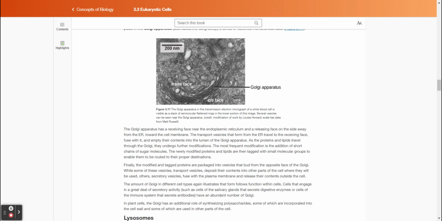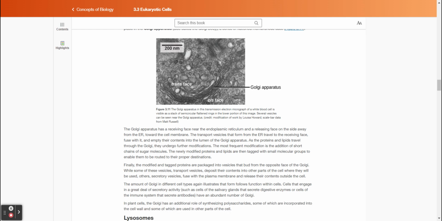As the proteins and lipids travel through the Golgi, they undergo further modifications. The most frequent modification is the addition of short chains of sugar molecules. The newly modified proteins and lipids are then tagged with small molecular groups to enable them to be routed to their proper destinations.